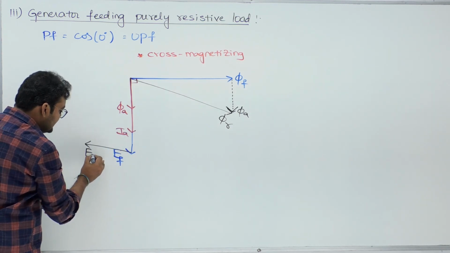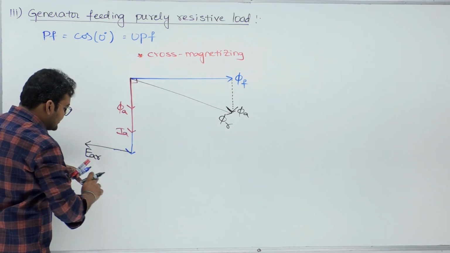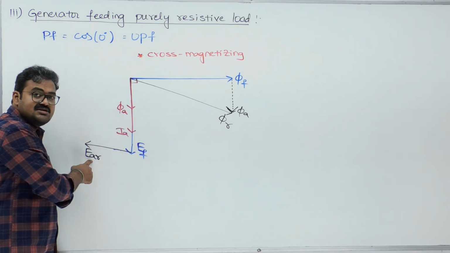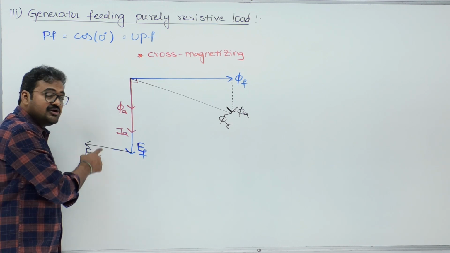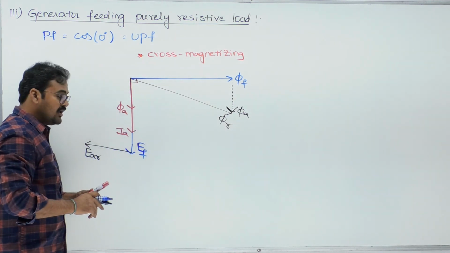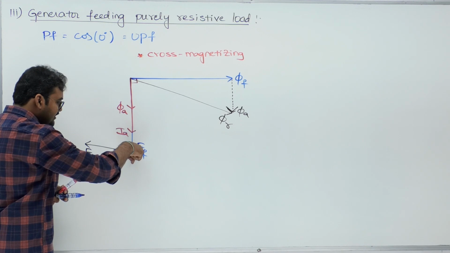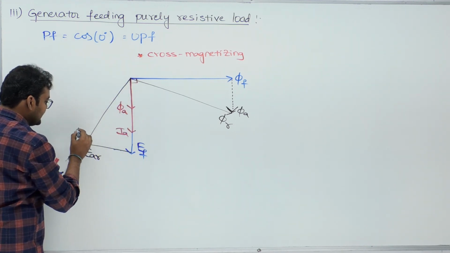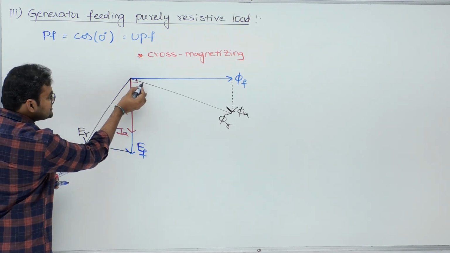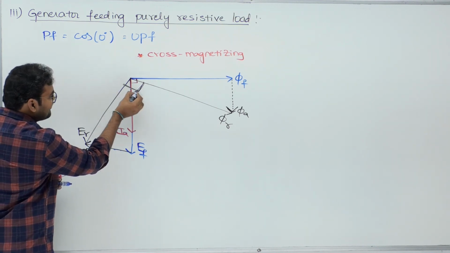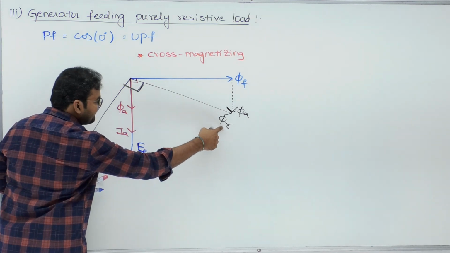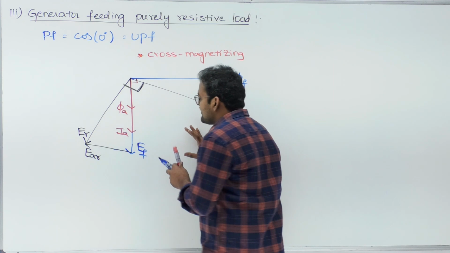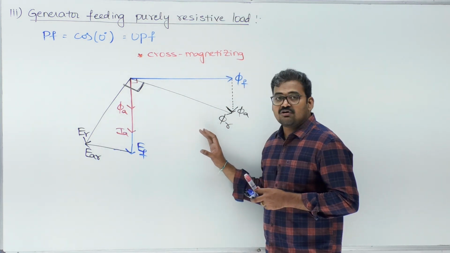This is EAR. What is meant by EAR? Tell me. This is EF. EAR means induced EMF in armature winding due to armature flux. Now, the sum of EF and EAR is going to be the resultant EMF ER. Now, you can check resultant EMF is lagging the resultant flux by 90 degrees. Understand or not? Okay. So, this is a phasor diagram for which kind of load?